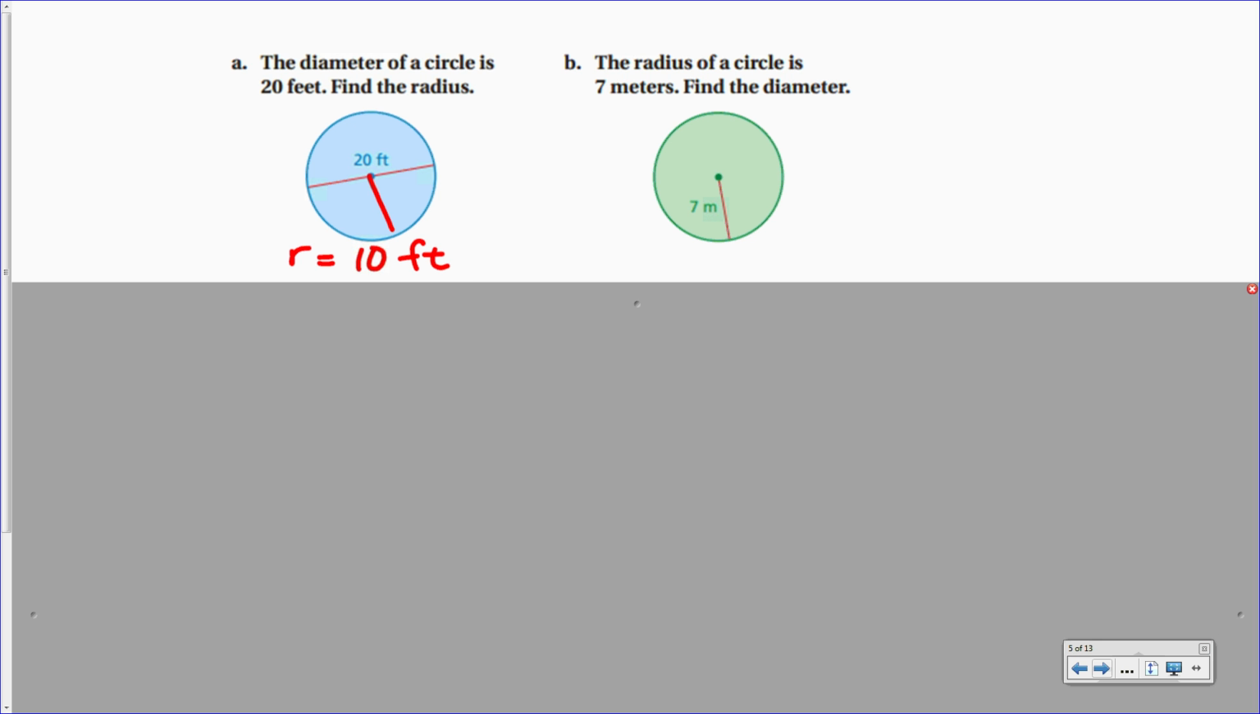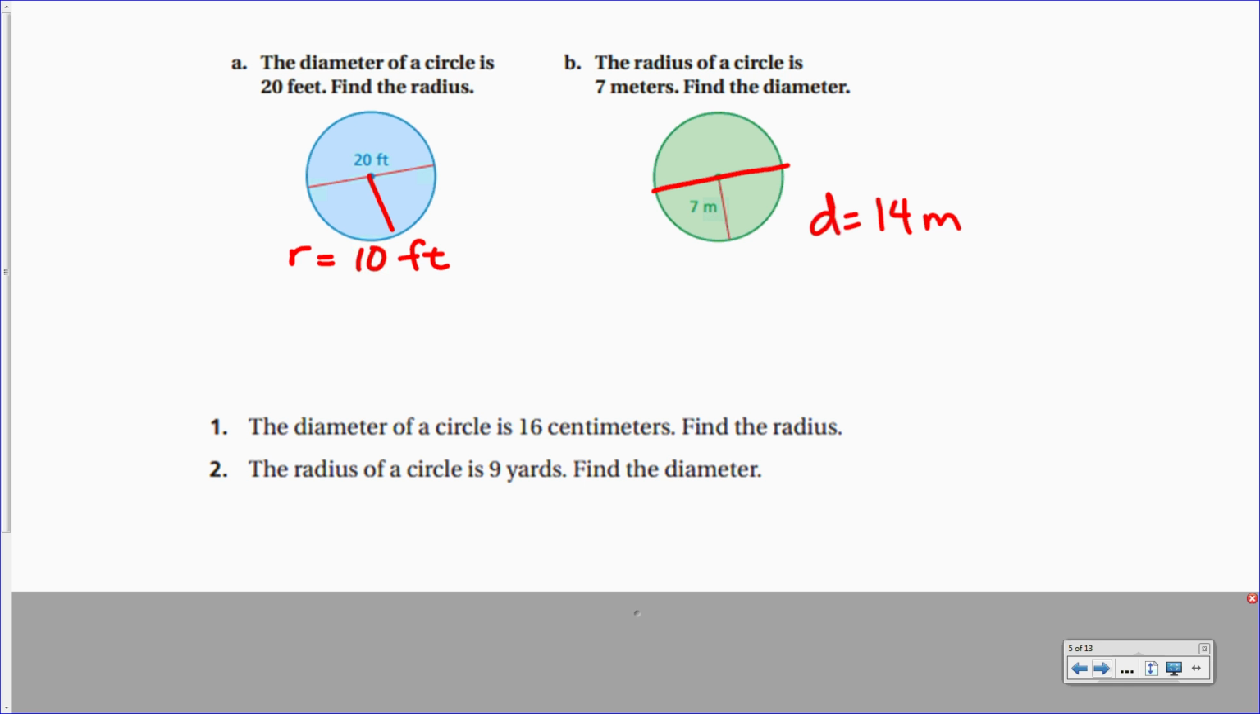And on B, it says that the radius is 7. It says find the diameter. Diameter, again, is all the way across, so if halfway across is 7, we would say the diameter is double that, which is 14 meters. Okay, so you do these two, and then start the video back up when you're done.